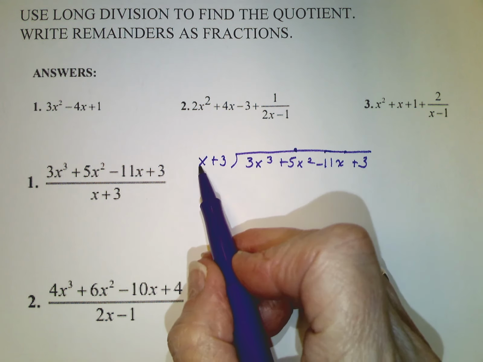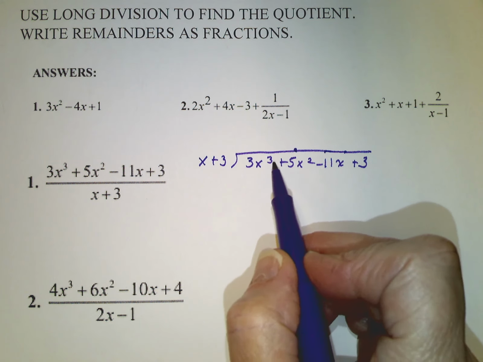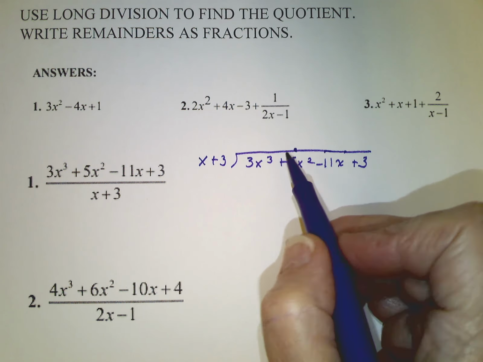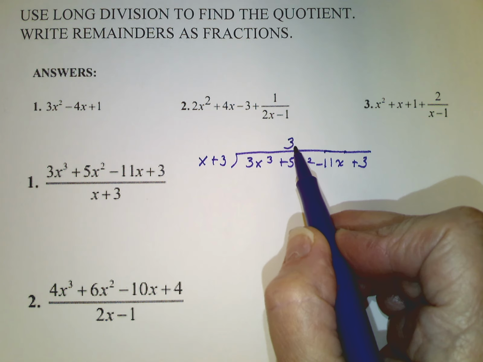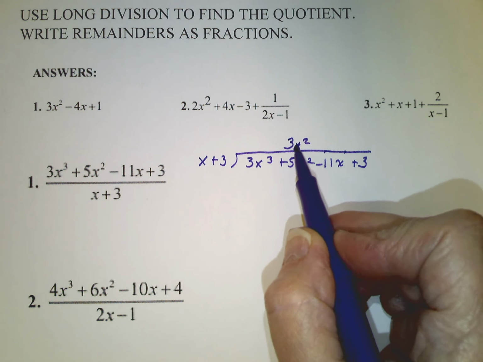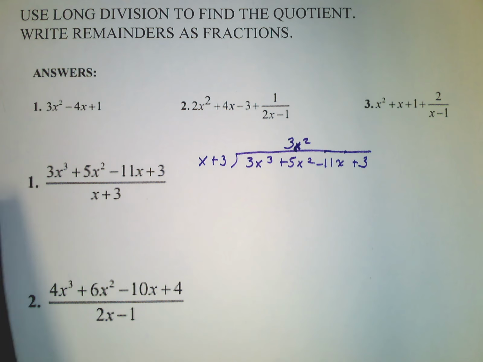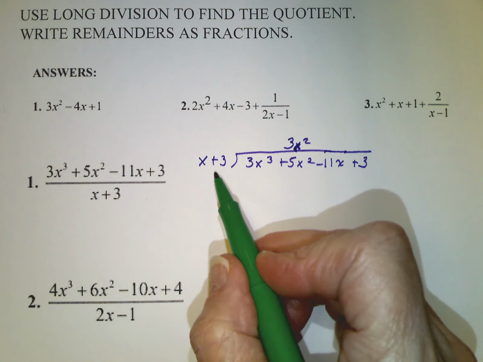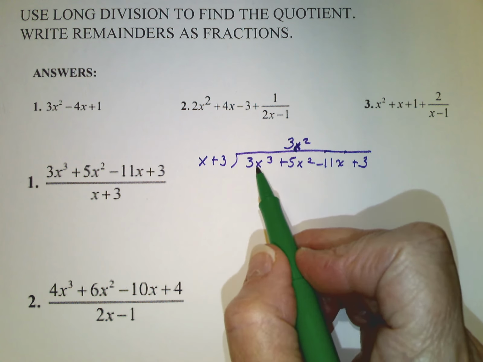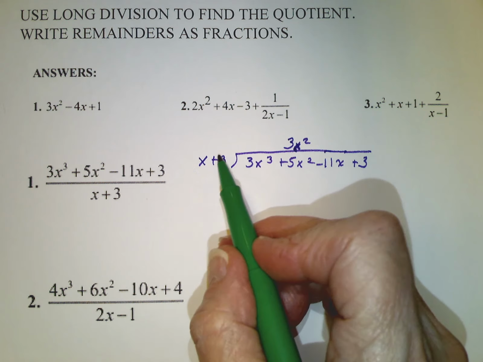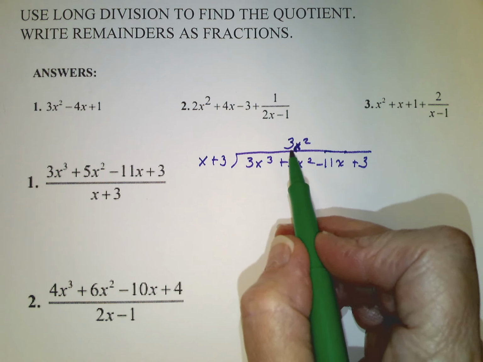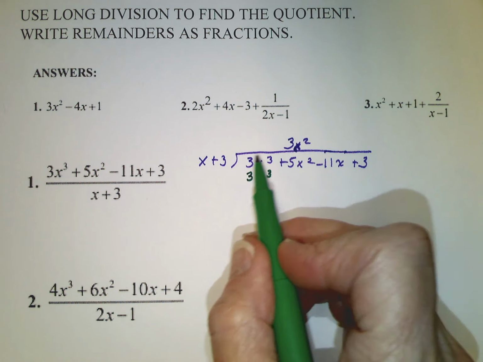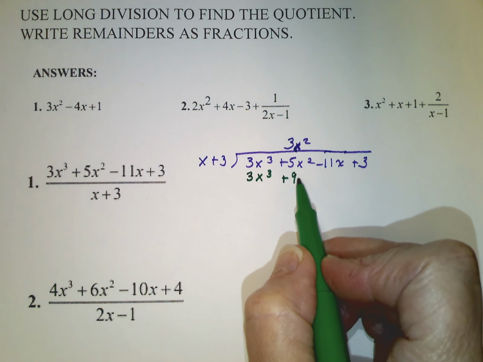What do we multiply times x to get 3x cubed? Well, that would have to be 3x squared. And now the next step is to multiply what we got from the first term here and the first term here times the entire x plus 3. So 3x squared times x, 3x squared times a positive 3, will be a positive 9x squared.